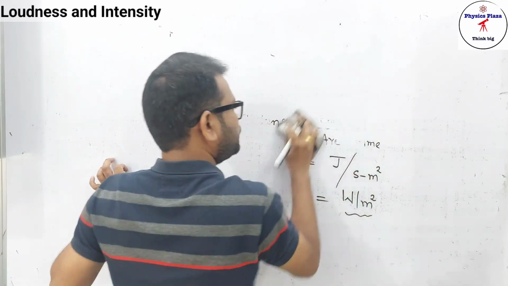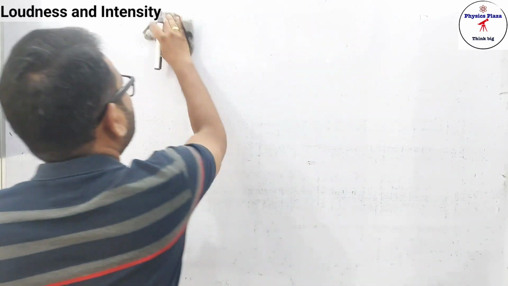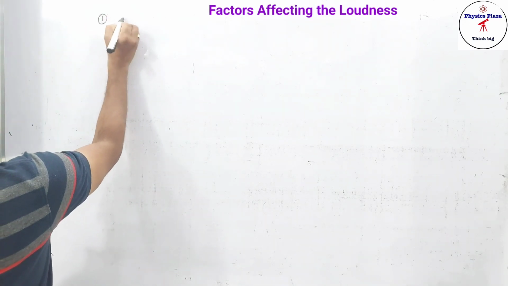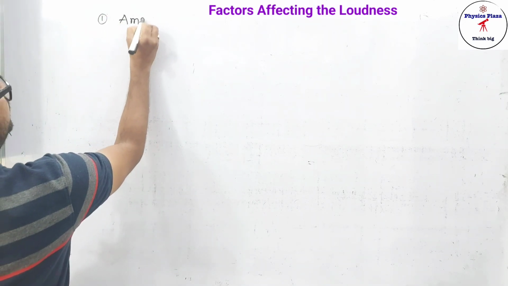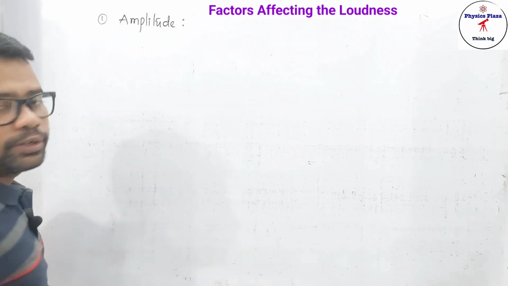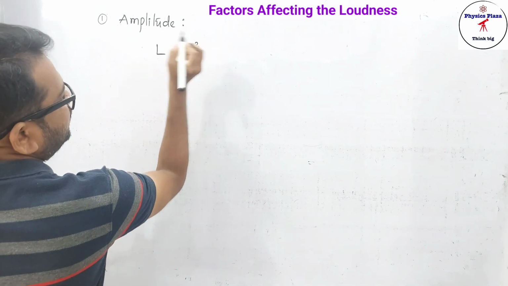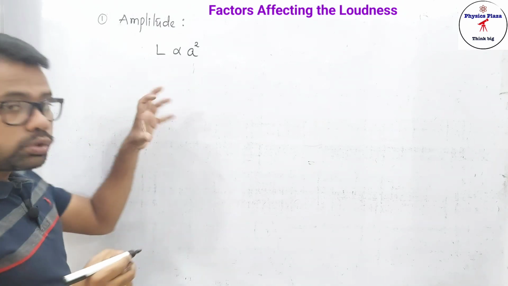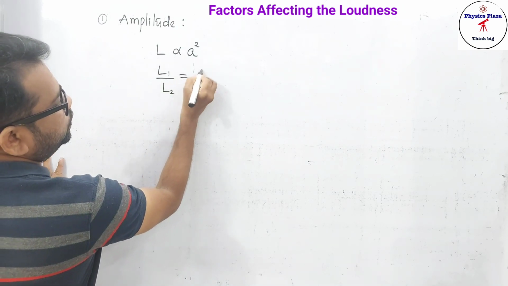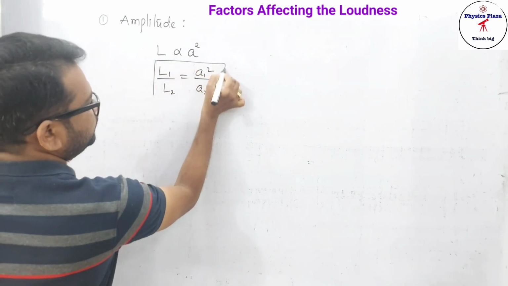Now we discuss the factors affecting loudness. Children, from the examination point of view, this is very, very important. On which factors does the loudness of a sound depend? The first factor is amplitude. Based on this, we can expect a 1 mark numerical. Loudness is directly proportional to the square of the amplitude, children. So for two sound waves, it can be written as L1 by L2 is equal to A1 square by A2 square. This is a very, very important relation.